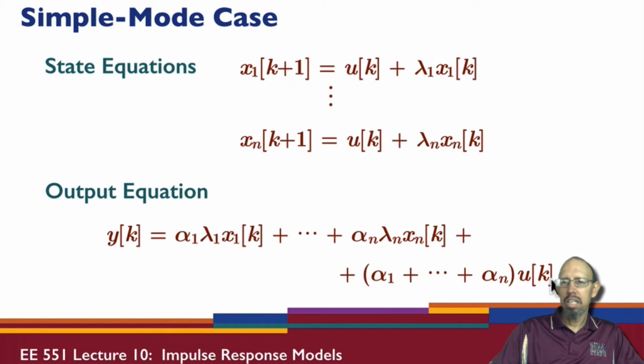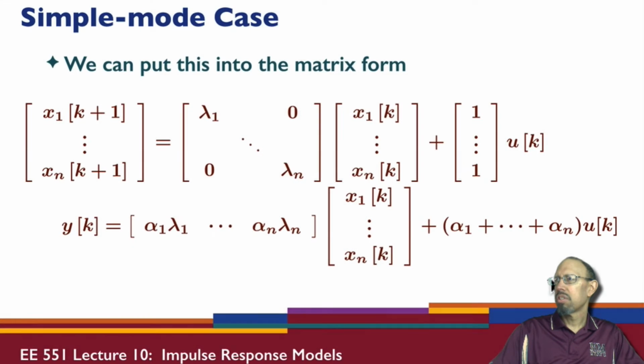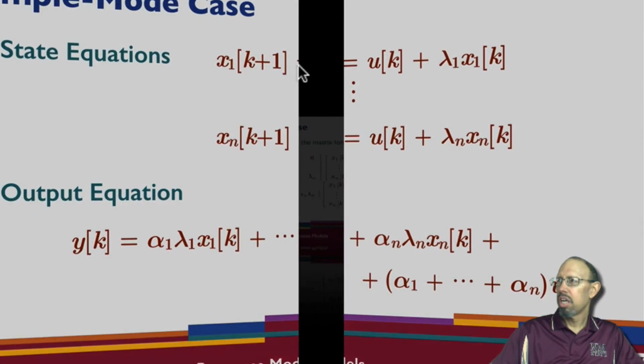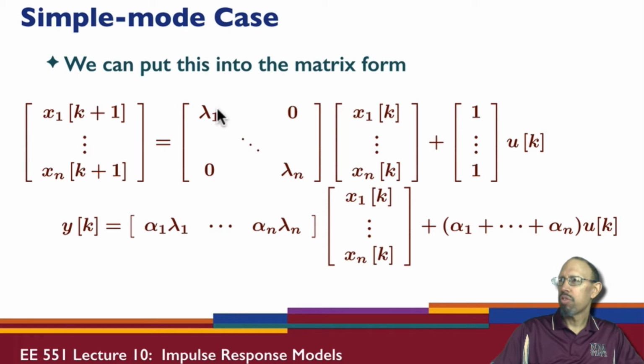So this is the simple case, and now we can put this into a matrix equation. So here it is in the matrix equation. Notice that each of these equations, x1 only depends upon x1, doesn't depend upon x2, x3, xn, and so forth. Xn only depends upon itself and the input, not upon the other states either. So that would give us a diagonal matrix, and notice that u appears in every one of these equations, and so this is the form we get.